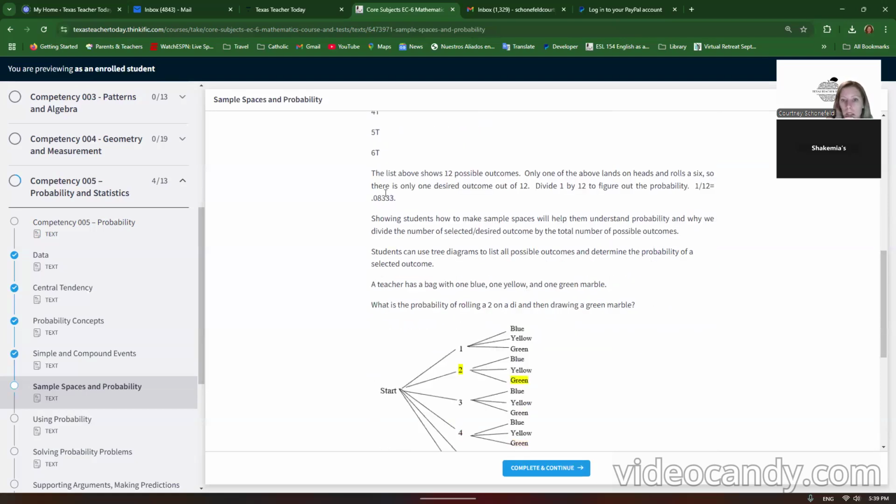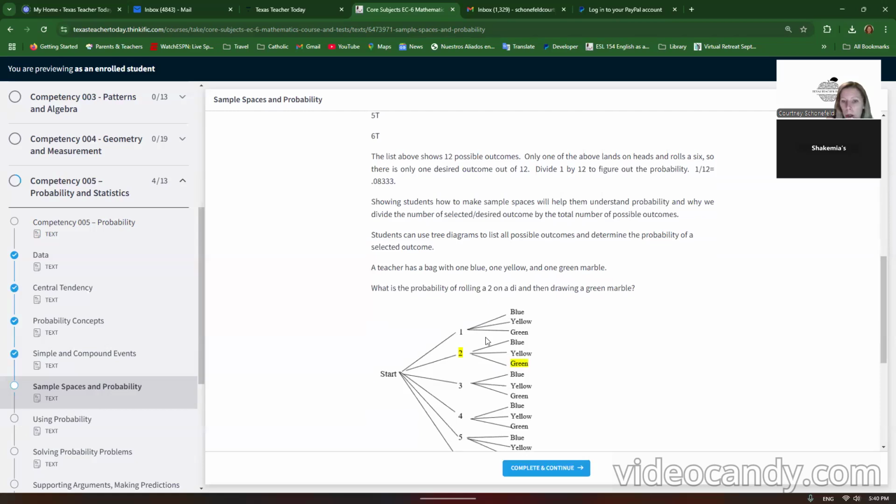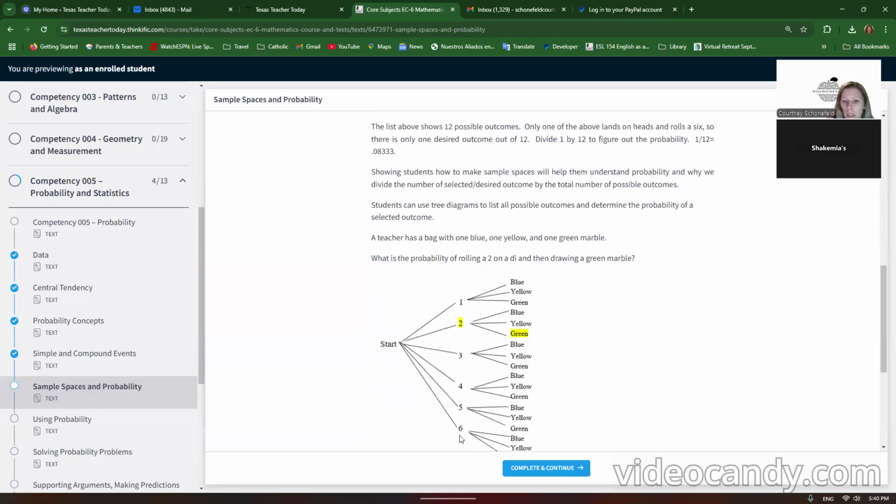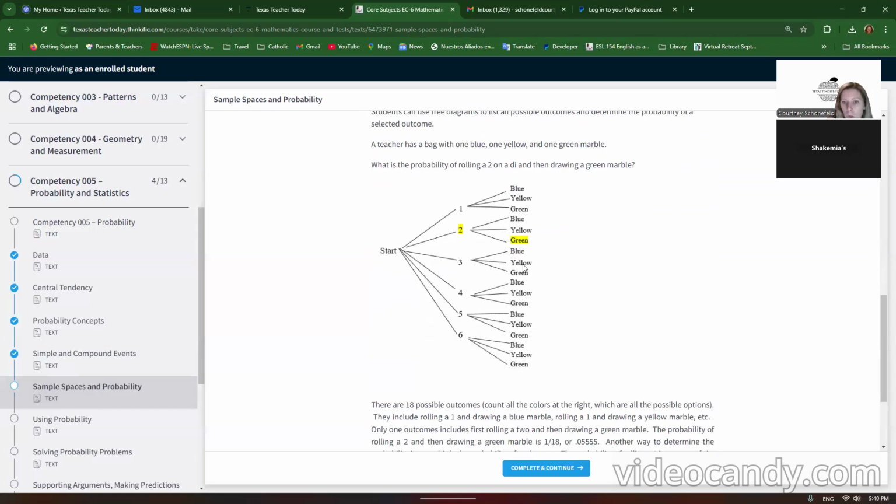We could also do a tree diagram if we want to know what's the probability of rolling a 2 on a die and then drawing a green marble. So we could draw out, here's rolling all of the numbers. And then after we roll the numbers, we draw a marble, blue, yellow, or green. What's the probability of rolling a 2 and drawing a green? Well, it's 1 out of 18, right? We would count up all of those outcomes, and there's 18. And there's only 1 rolling a 2 and getting a green.